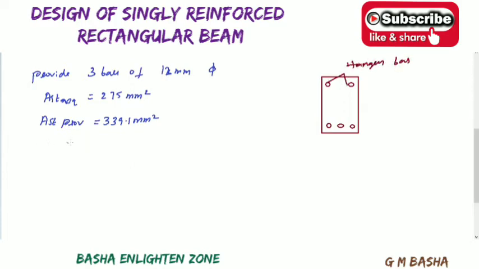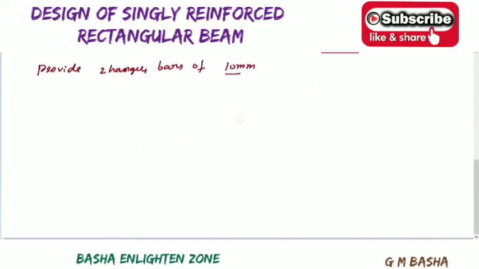So therefore provide 2 hanger bars of 10 diameter, whatever, so minimum I told you take 8 or 10 like that. So here I am providing 10 diameter bars as hanger on the compression side also. So this is a singly reinforced beam, therefore I am providing 2 hanger bars on the compression side. Then after knowing this one, go for the next step, which is shear reinforcement. Check for the shear reinforcement.